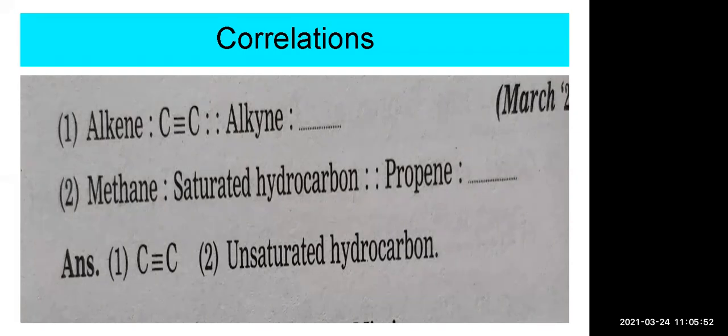So methane has the structure CH4, which means it contains single bonds, and as it contains single bonds, it is a saturated hydrocarbon. The same we have to write for propene. Now propene has ENE, which means it is an unsaturated hydrocarbon containing a double bond. So here the correlation will be the unsaturated hydrocarbon.